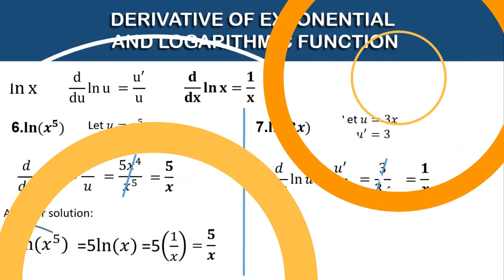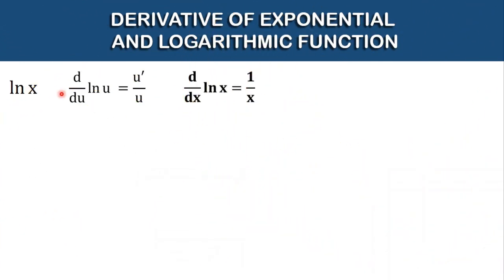Let's try another example. So, still involving ln x. Find the derivative of the natural logarithm of the quantity x plus 5. So, ito yung magiging u natin, yung x plus 5. Then, u prime is equal to 1. Because the derivative of x is 1, and the derivative of 5, since this is a constant, the derivative of a constant is 0. So, 1 na lang yung derivative ng x plus 5.